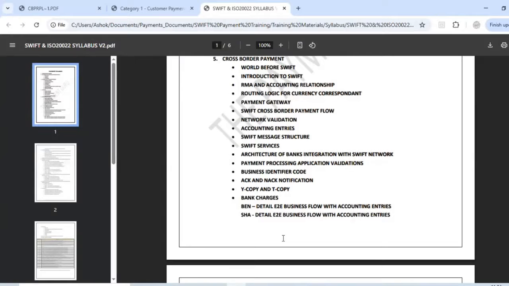Then we'll learn about the Swift introduction, when exactly it was introduced, how it was introduced, who introduced it, and some of the data, like how 50 to 60% of cross-border payment messages go via Swift, and all this. We'll learn about RMA and the accounting relationship. Very important for Swift payments to understand what is RMA and what is the accounting relationship, because for every payment, based on these two relationships, it is identified whether to be routed via direct payment, serial payment, or cover payment. So we'll learn in detail about it.